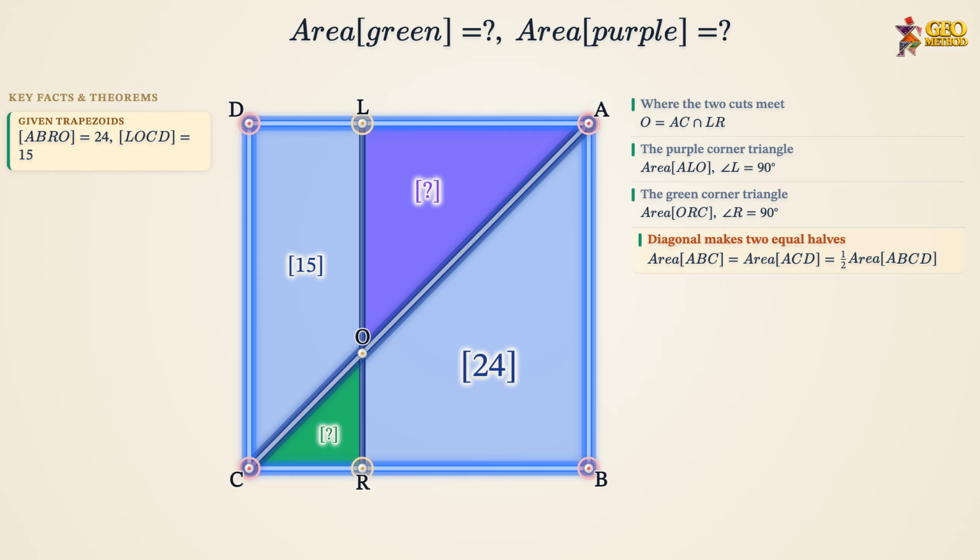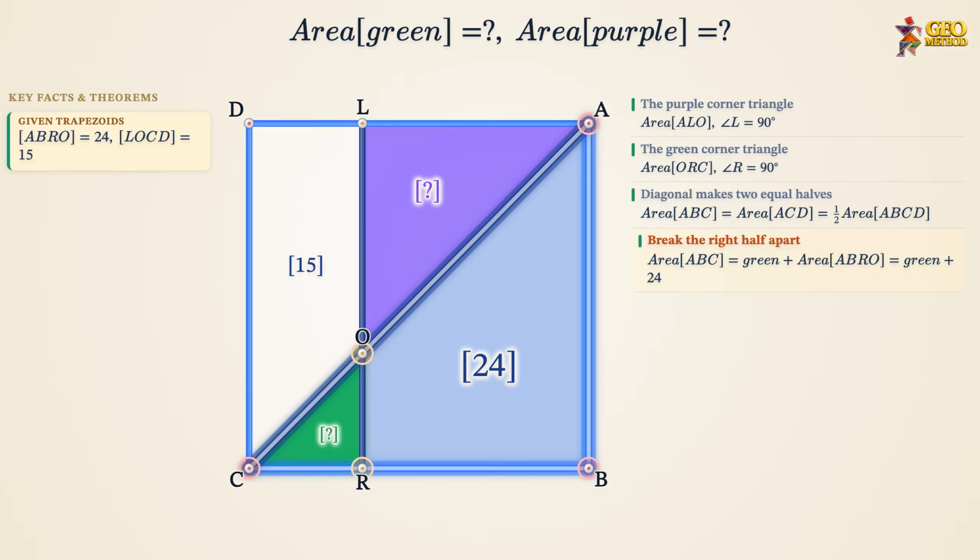Now use the diagonal. A diagonal of a square splits it into two congruent triangles, the right-hand ABC and the left-hand ACD. Each one holds exactly half of the square, so their areas are equal, and that single equality is the hinge of the whole argument.